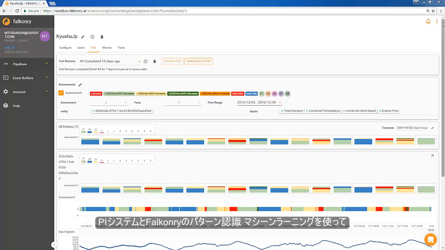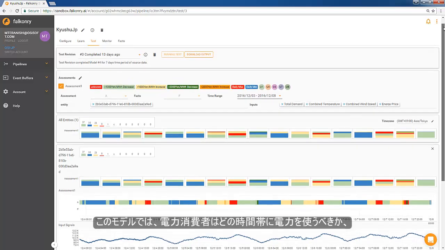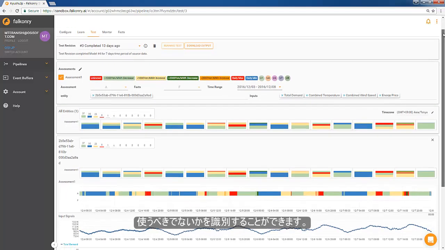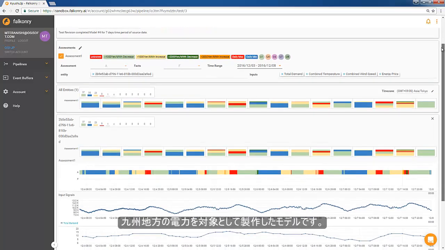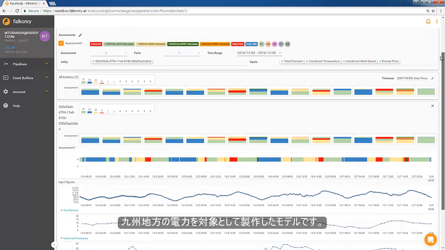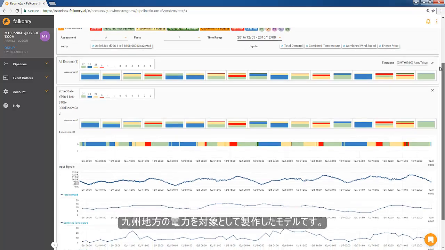I would like to share how I developed my model for energy pricing using the Pi system and Falkonry's pattern recognition machine learning. The model can be used by electricity consumers subjected to real-time energy pricing to identify when is the best time to consume or avoid electricity during the day. The model was created for energy prices in Kyushu, Japan.